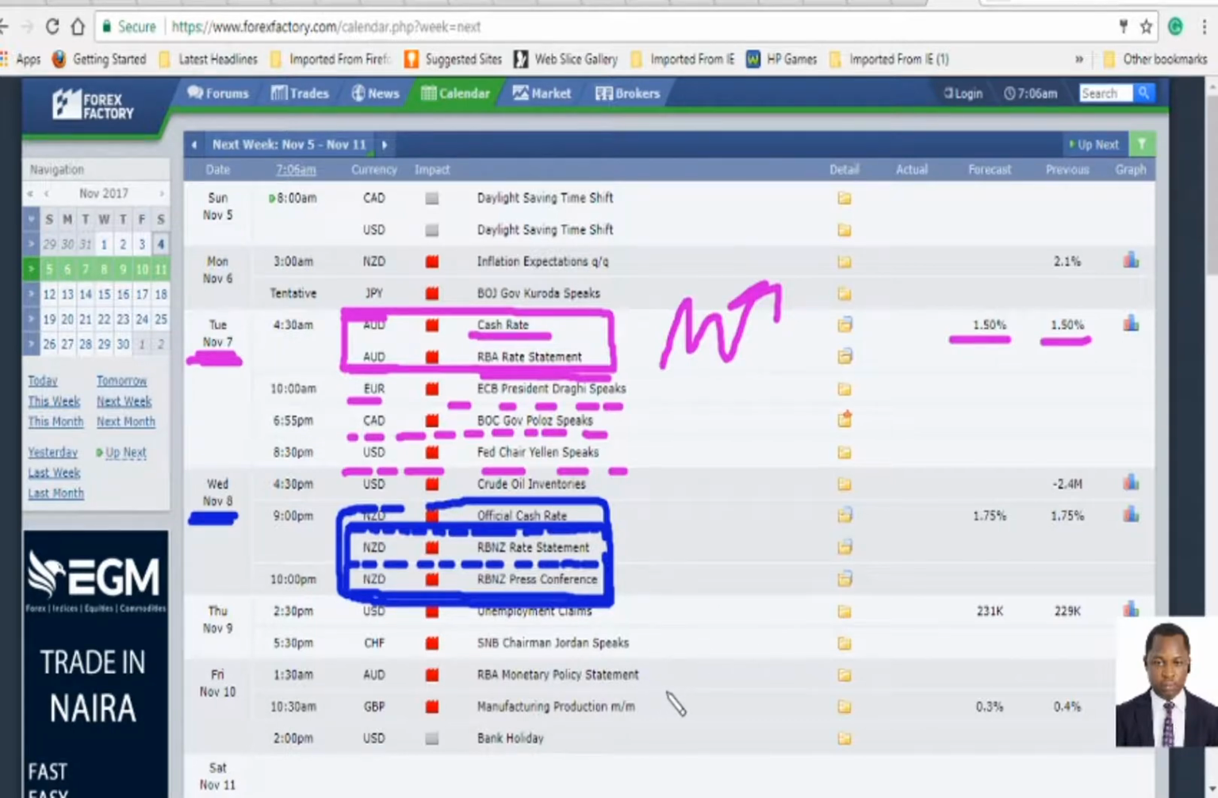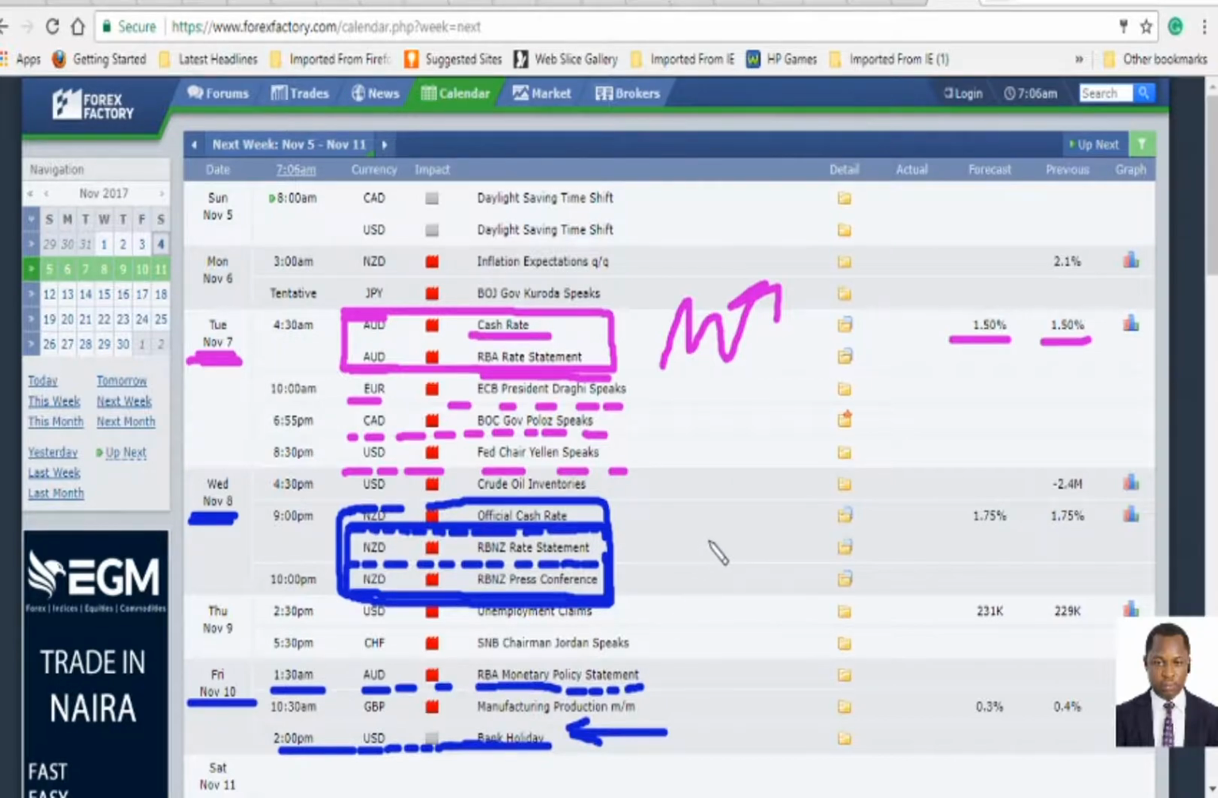A Reserve Bank of Australia monetary policy statement is scheduled for Friday, the 10th of November. Right there, that is another one that should spike the chart at any rate. We have a bank holiday on Friday coming from America. This usually slows down everything once we have a bank holiday coming from America.